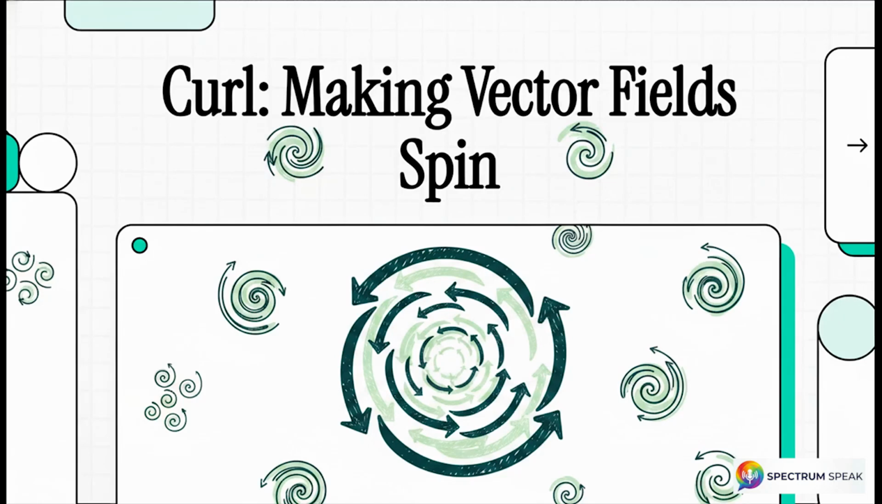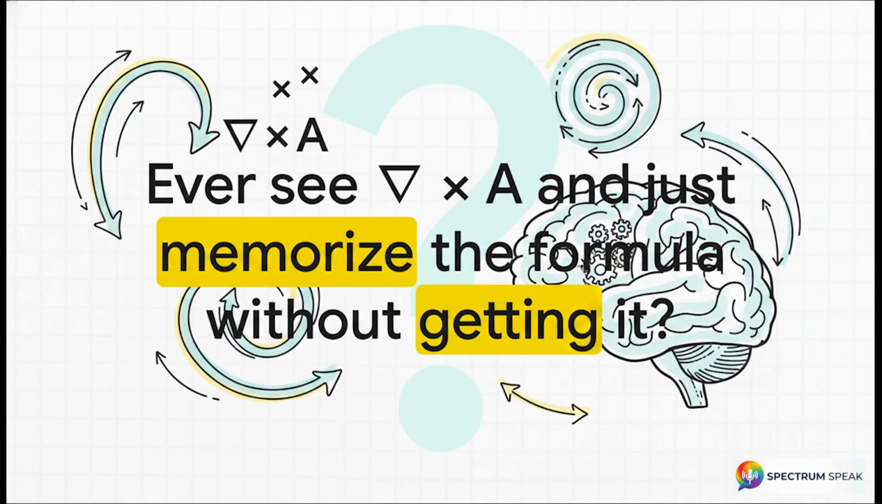All right, today we are going to tackle one of the most important and sometimes confusing concepts in vector calculus, the curl. We're going to figure out what actually makes a vector field spin and how you can get an intuition for it. So, if you've ever taken a physics or an engineering course, you have definitely seen this symbol, right? The del operator crossed with a vector field A.